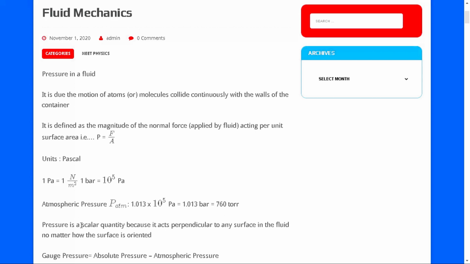Now the pressure is a scalar quantity because it acts perpendicular to any surface in the liquid, no matter how the surface is oriented. That means the pressure acts normal, or perpendicular, to the surface in the liquid, but it does not depend upon the surface, whether it is horizontal, vertical, or tilted to an angle.